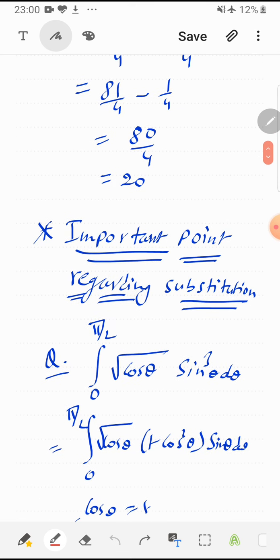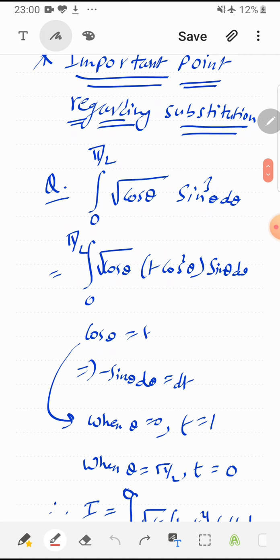Suppose we are having a question 0 to pi by 2 under root of cos theta into sin cube theta d theta. So obviously I am splitting sin cube theta as sin square into sin, and that sin square can be written as 1 minus cos square theta. The next step is very obvious. I'll try to put cos theta as t, so minus sin theta d theta is dt.